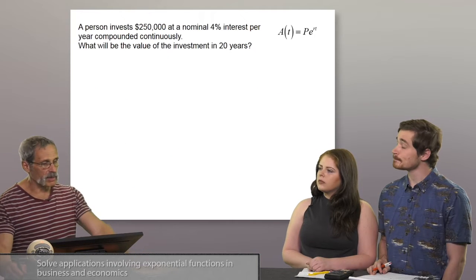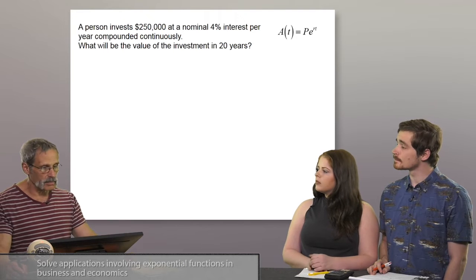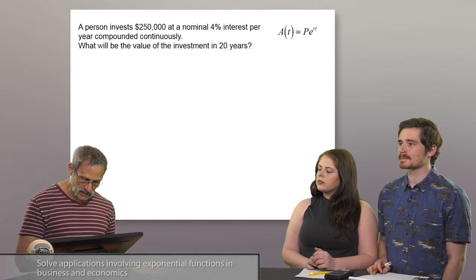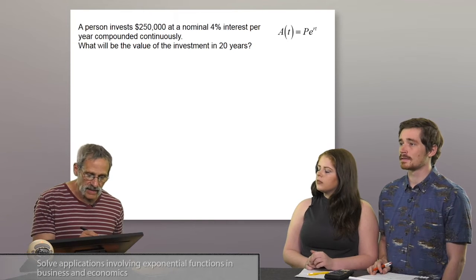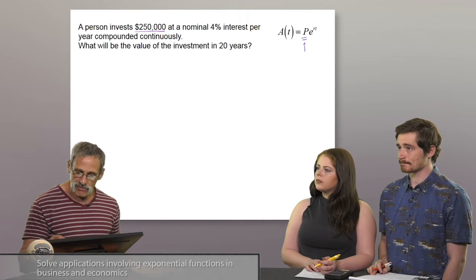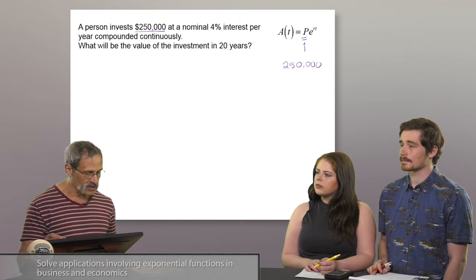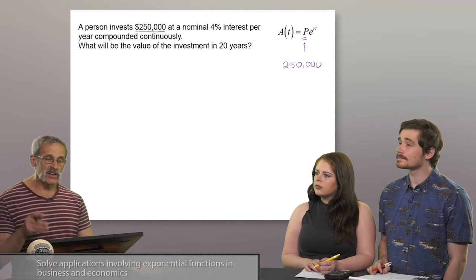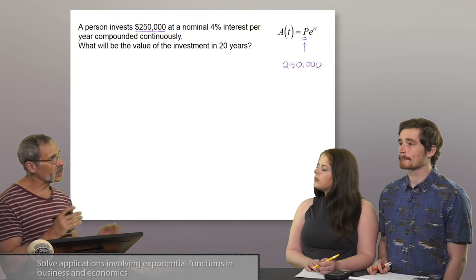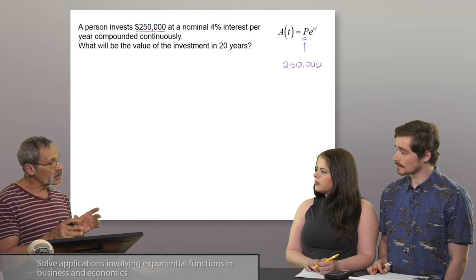In this particular problem, a person invests $250,000. But that's what they invested. So you say, well, I know, you just said that, Jay. And I say, well, no, hold on. That's going to be my what? My P, my principal. My principal is $250,000. That's what I just invested. And they're investing it at a nominal interest rate of 4% per year. So each year they're going to apply 4% compound interest on it.